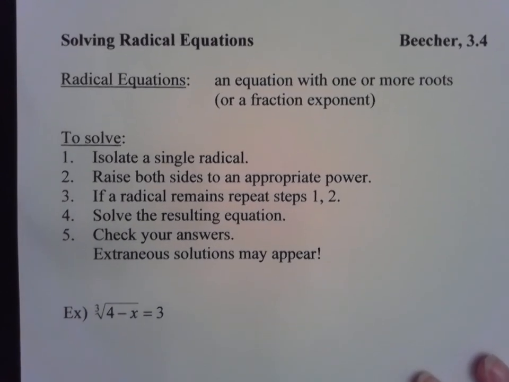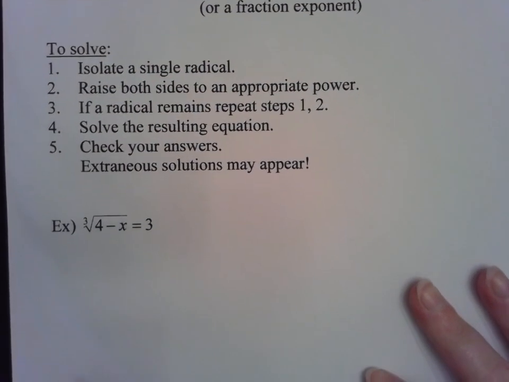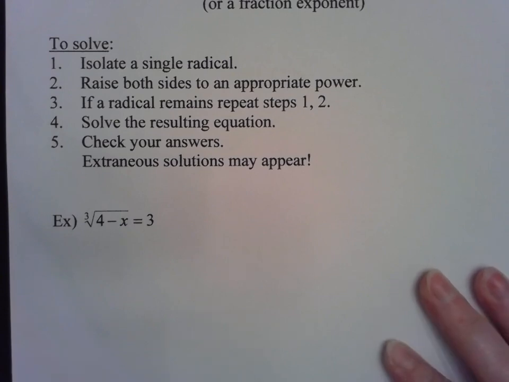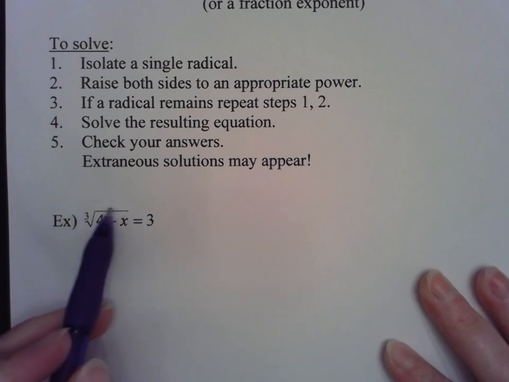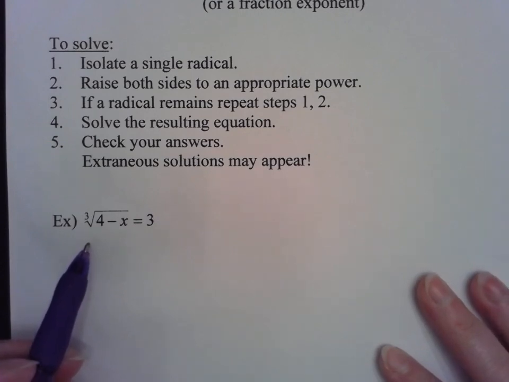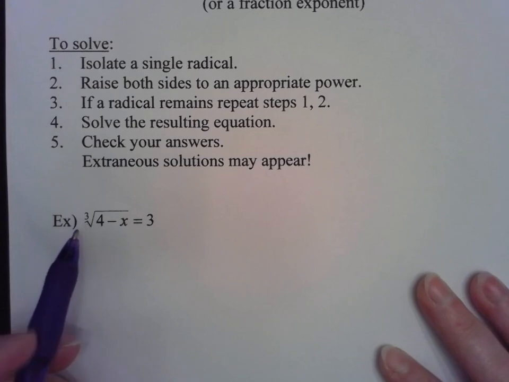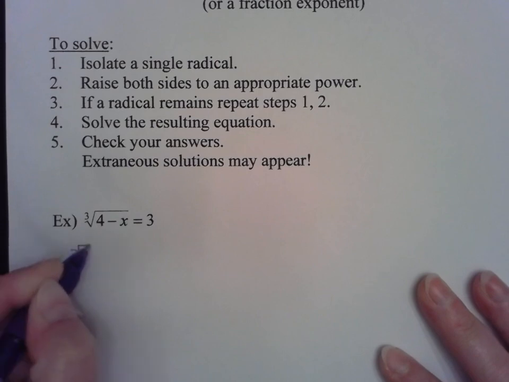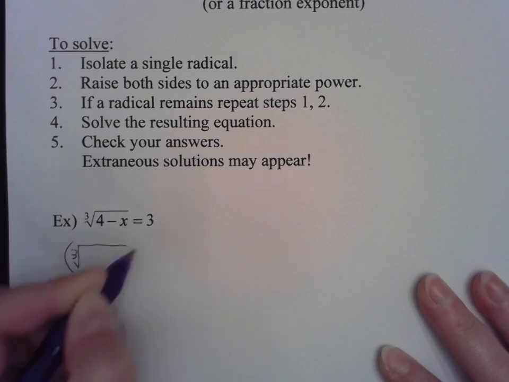Okay, so just a few examples to help you understand how these steps work. We'll start with this one. We have the cube root of 4 minus x equals 3. I already have the cube root by itself on the left-hand side, so that's the first step. Then I need to raise both sides to an appropriate power. For a cube root, I want to raise both sides to the power 3 to cancel out the cube root here.